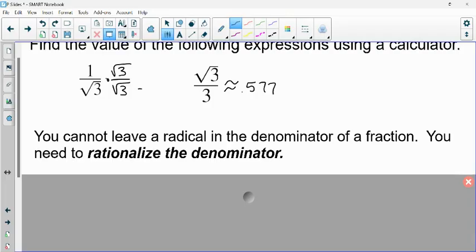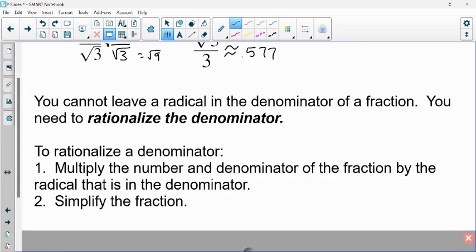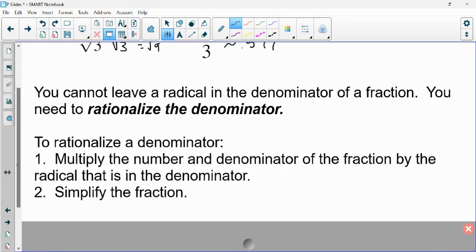Root 3 times root 3 is root 9, which just equals 3. So that's how they are equivalent, and that's what rationalizing means. So, to rationalize, you want to do the following steps.